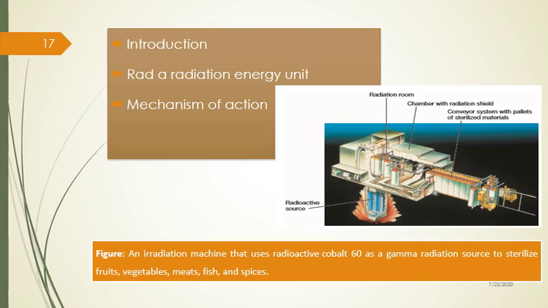Here you see an irradiation machine that usually uses the radioactive cobalt 60 element as a gamma radiation source to sterilize fruits, vegetables, meat, fish, and spices.